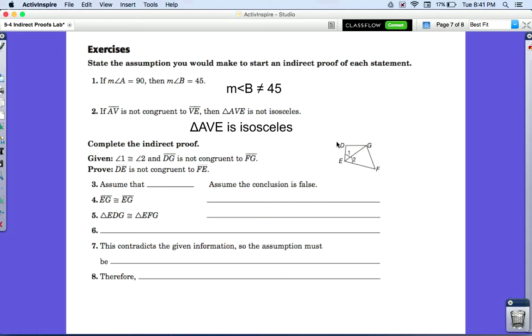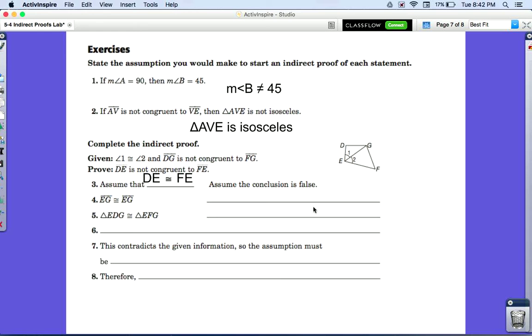So here's another indirect proof, geometry one. I think it'll be easier for you because it's more familiar than the last one we did. So first, we are given that angle 1 and angle 2 are congruent. They marked that in our picture. And they said that DG is not congruent to FG. So these are not congruent. And we are asked to prove that segment DE is not congruent to FE. So first we're going to assume that DE is congruent to FE.